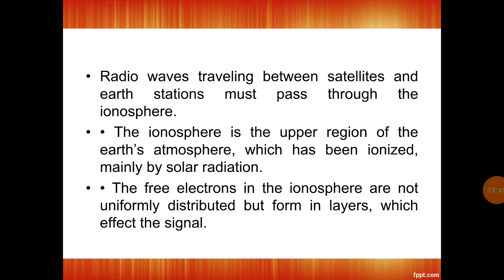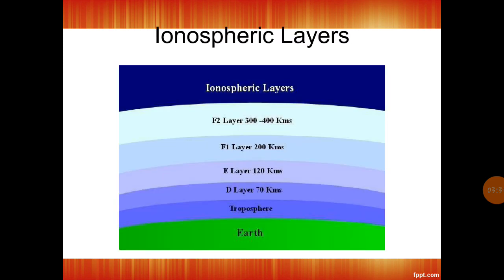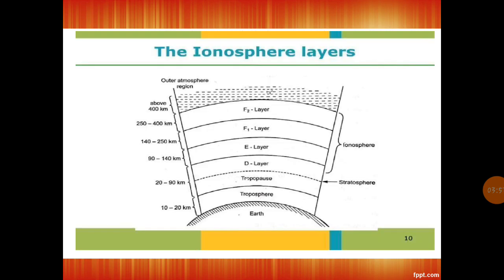The free electrons in the ionosphere are not uniformly distributed, but form layers which affect the signal. This is the diagram of the ionosphere layers. First one is the earth, followed by the different layers, layer 1, layer 2, layer 3, etc., up to 300 to 400 kilometers. The main characteristics of antennas are frequency response, impedance, directivity, and electric polarization. These different layers, at different kilometers, are considered for different purposes.